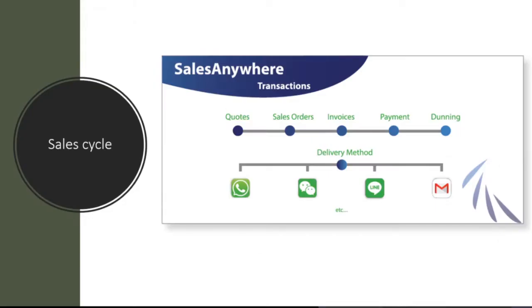SalesAnywhere covers the entire sales cycle within Sage 300, from generating quotations to creating orders to invoicing, and also recording payments all the way to dunning, which is chasing late payments from customers. If they have overdue invoices that have not been paid, they can actually use the dunning function within SalesAnywhere as well. And all the documents, the transactions could be generated within the app and then sent right away to the customer through messaging apps like WhatsApp, WeChat, Line, email. So they can do it all on their phones.